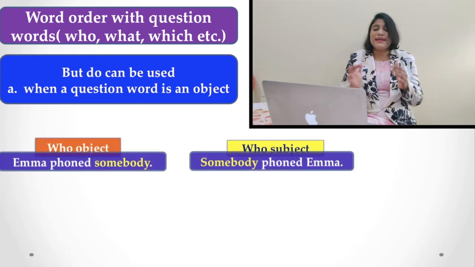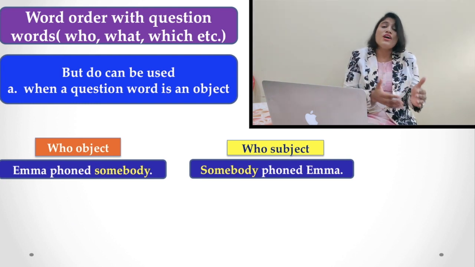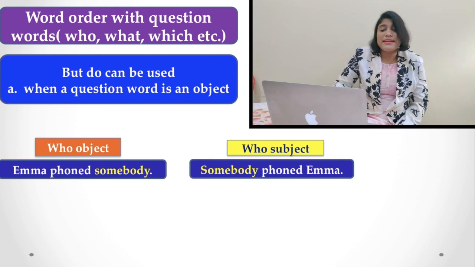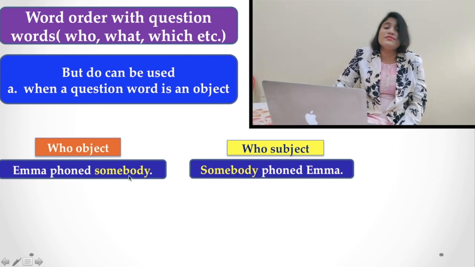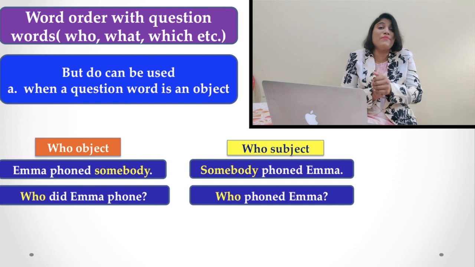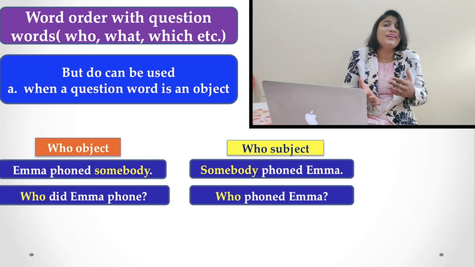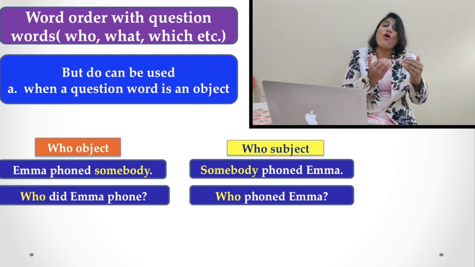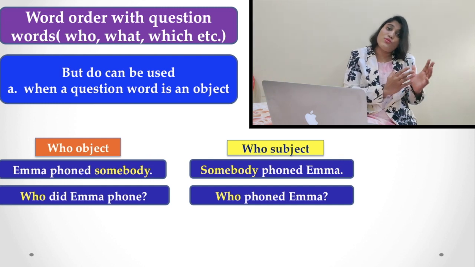So here there is a comparison for you. This comparison may help you to understand this thing. That is, when who is an object. Emma phoned somebody. Here, for somebody, if I ask a question, who did Emma phone? I am asking the question about the object, so I have to use the auxiliary verb after who, after that question word.